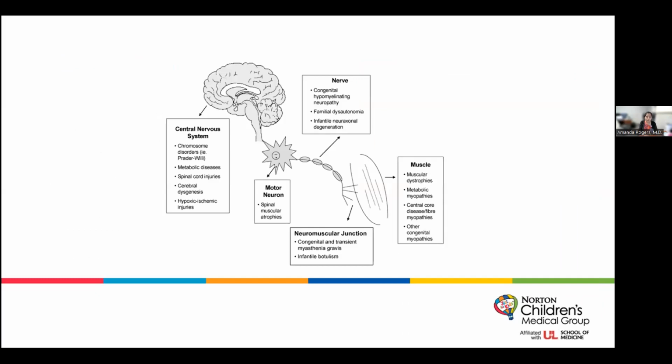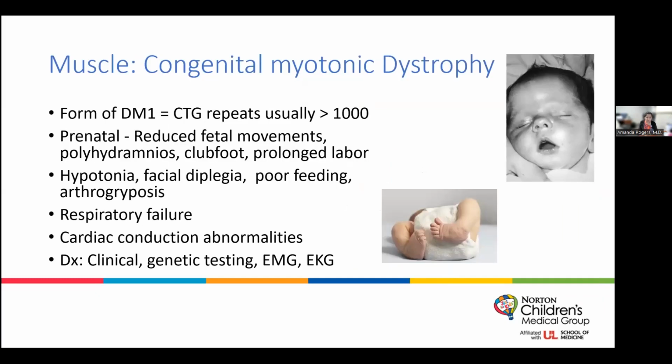Coming further down in the neuro axis, the last part is the muscle. From a muscular standpoint, one thing that may be seen in the NICU rarely is congenital myotonic dystrophy. This is a form of myotonic dystrophy, which is mediated by CTG repeats. And what the babies might present with would be, again, reduced feeding movements, joint contractures, weakness. This might be the typical baby in the NICU that has respiratory failure and has an inability to wean off the ventilator.